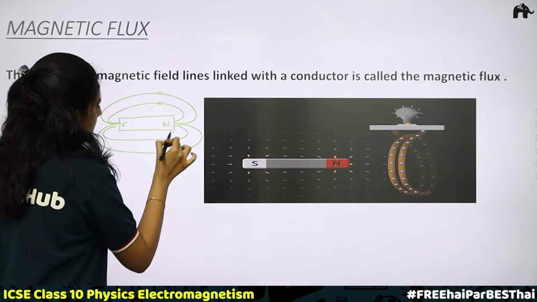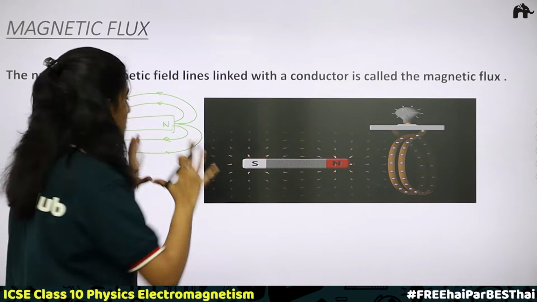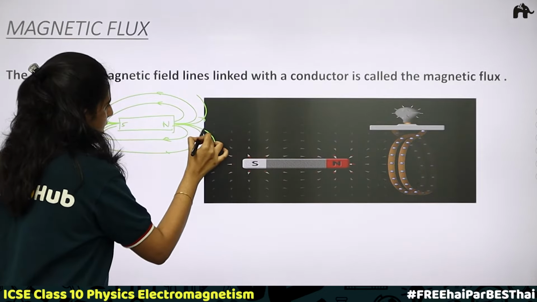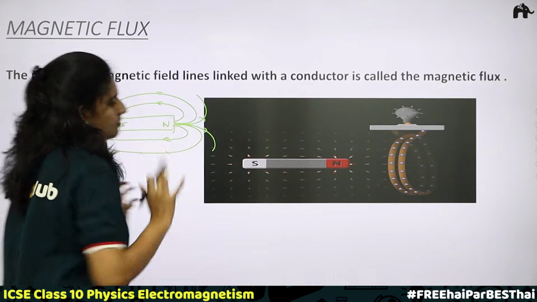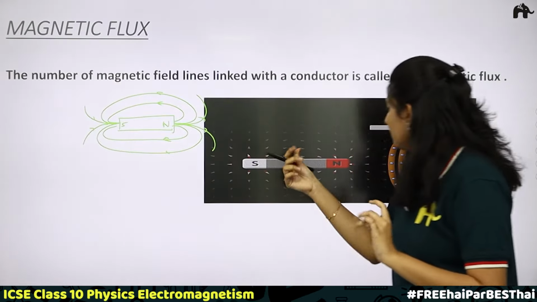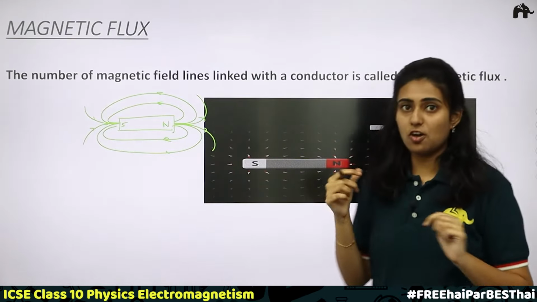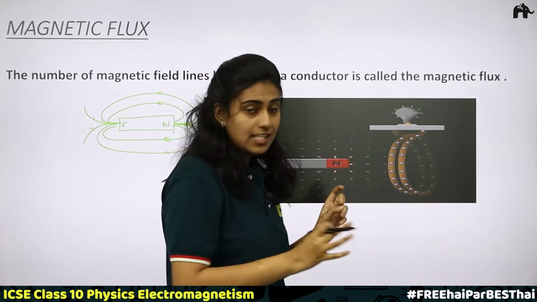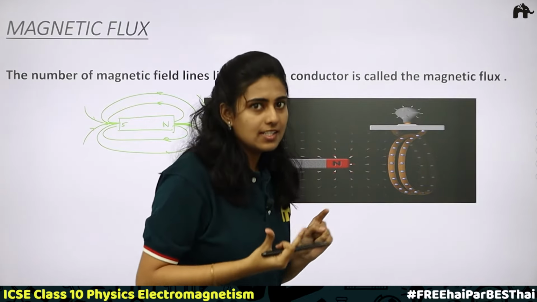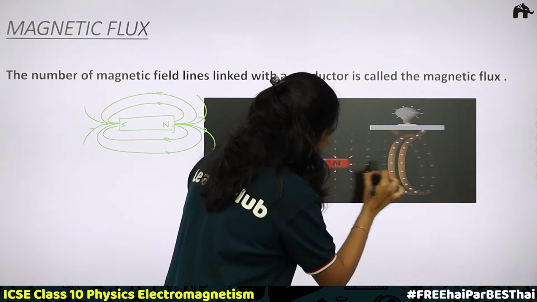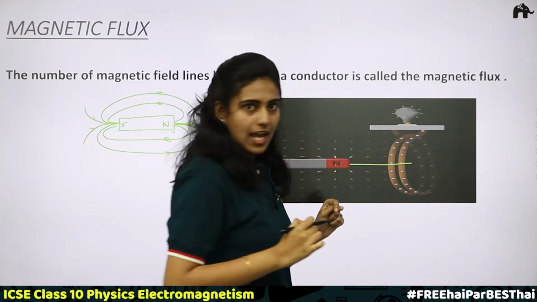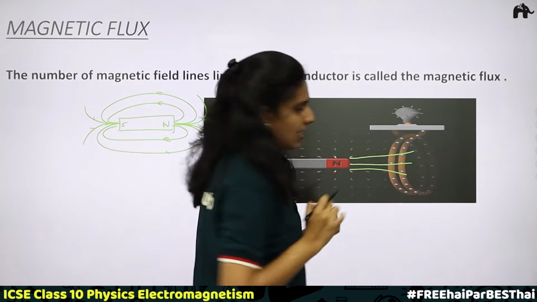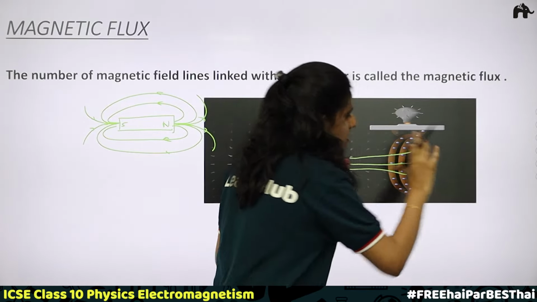The magnetic field lines show the magnetic field around it. When this magnet is moved close to the coil, the number of magnetic field lines passing through the coil is increasing. Here you can see a field line, this is another field line, this is another field line. All these field lines are passing through the coil.